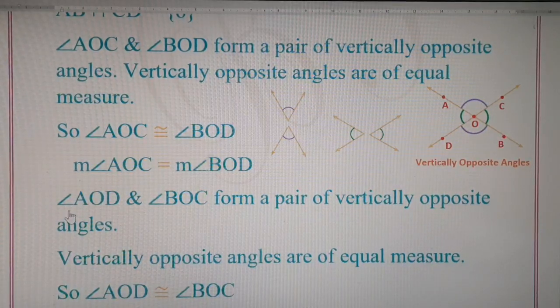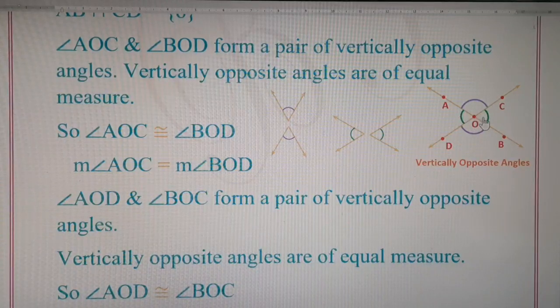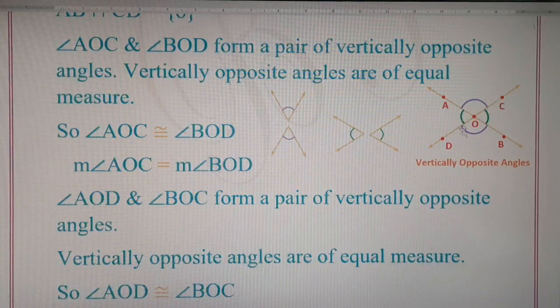Similarly, angle AOD and angle BOC form a pair of vertically opposite angles. So this green colored marked angle are vertically opposite angles. Angle AOD and angle BOC are vertically opposite angles. If angle AOD is 50 degree, then measure angle BOC will also be 50 degree.